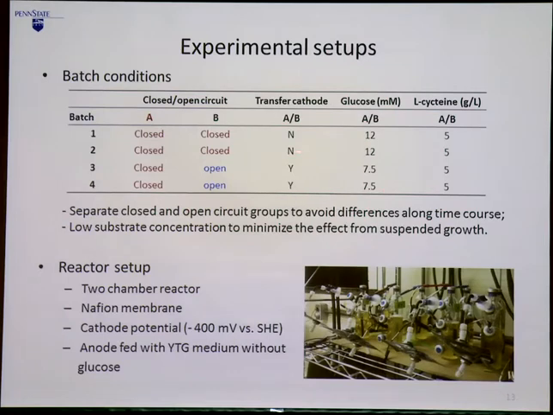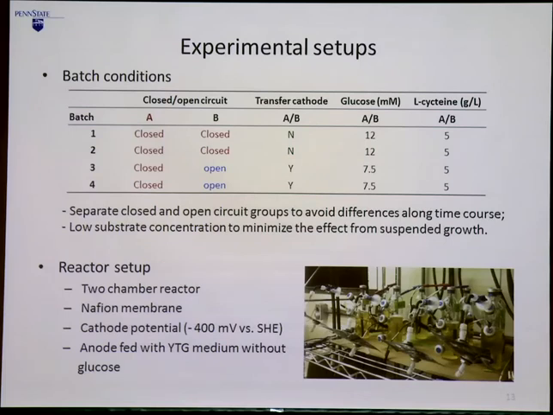And then we also transferred the cathode electrode to a clean cathode chamber during batch 3 and batch 4 to also prevent the growth of cells on the wall of the reactors. L-cysteine was added as an oxygen scavenger because we wanted to exclude oxygen reduction happening in our reactors. We also used the same reactor type, except that we used the YTG medium without glucose in the anode to enhance the conductivity.